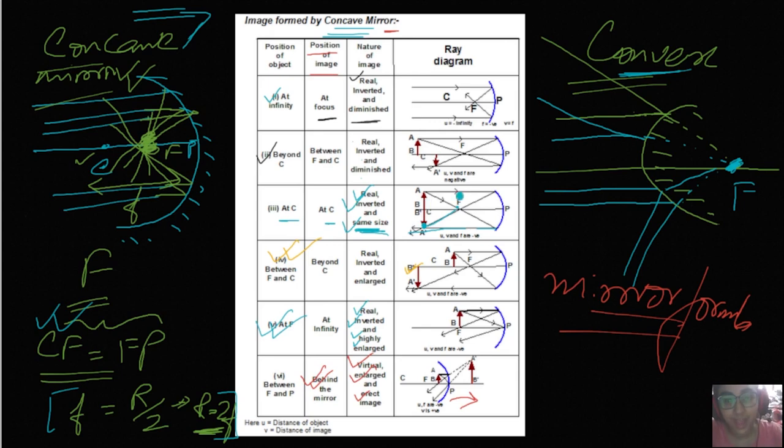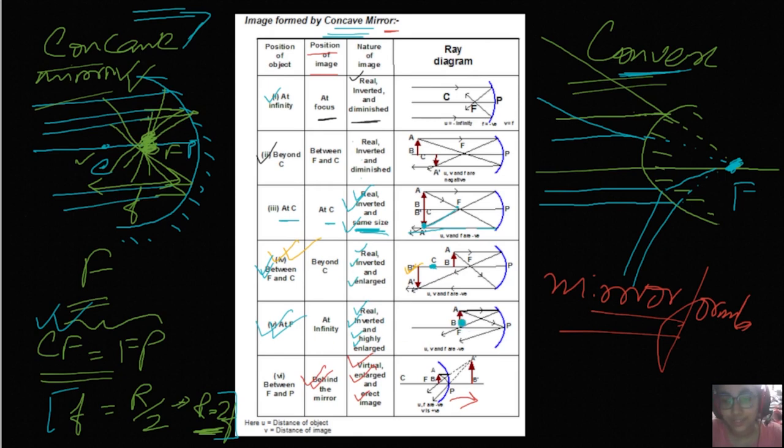Now, as and when we are coming closer and closer with the object towards the pole, we know that the size of the image is increasing, right? So the next time when we put the object between F and C, obviously the image will be formed beyond C, the center of curvature. It will be real, inverted, and now it will be enlarged.